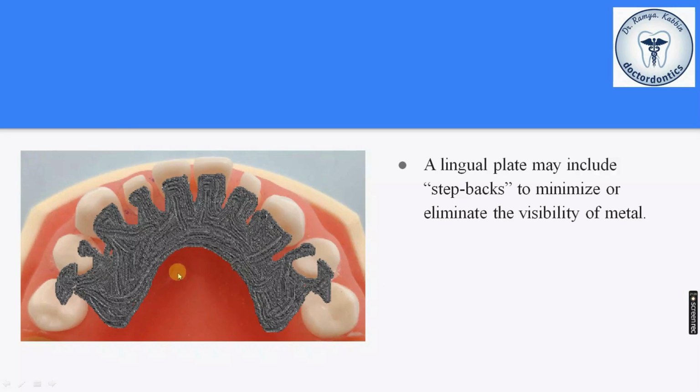So remember one point, whenever planning for the step back, the superior border will get thin, hence reducing the rigidity. So to maintain the rigidity, the lower surface should be thick.